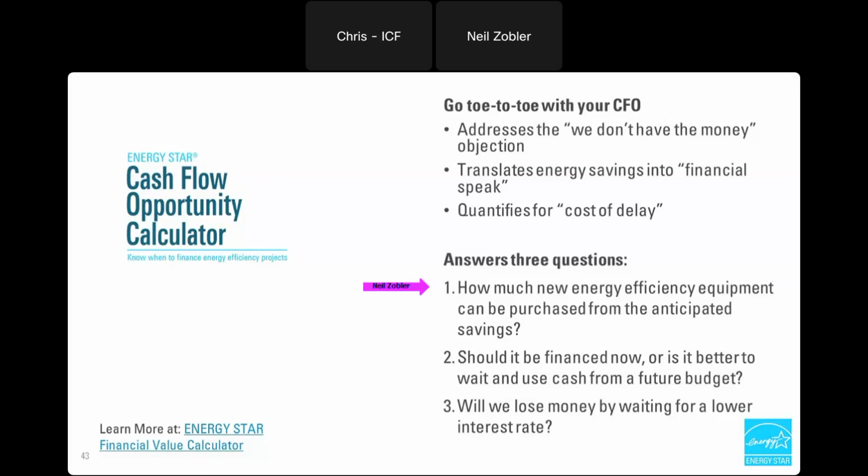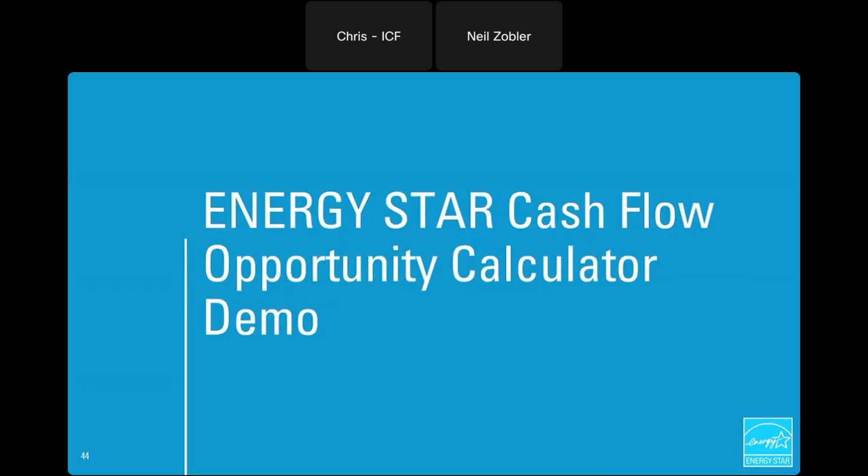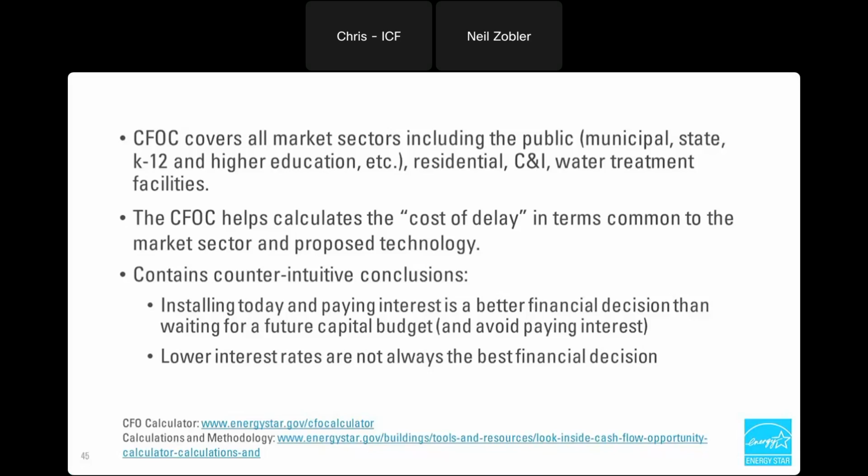It answers how much equipment you can buy from the anticipated savings. It addresses, should we finance it now or should we wait until we have the money from a future budget? Or will we lose money by waiting for a lower interest rate? That's a little more esoteric, but very real. How does that work? Let's go into the tool itself.